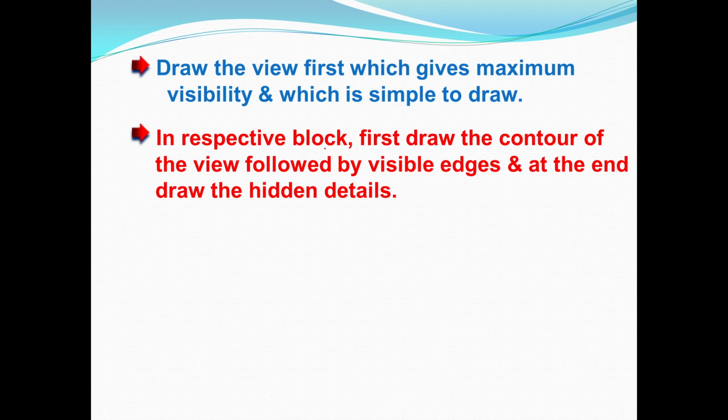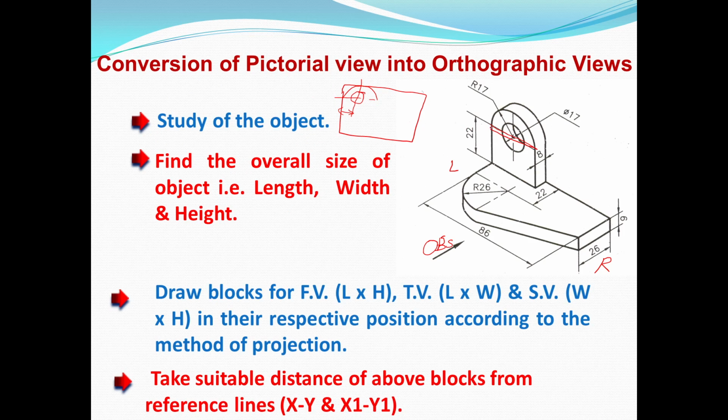In the respective block, first draw the contour of the view, followed by the visible edges, and at the end draw the hidden details. Which are the visible edges in the front view? This one is a visible edge, this one is a visible edge, which you can directly see from the front side. Here we get vertical lines as visible edges, this line, this one, and this one are also visible edges. It will look something like this. These are the visible edges, and this edge is also a visible edge. So this is the front view for this particular object.